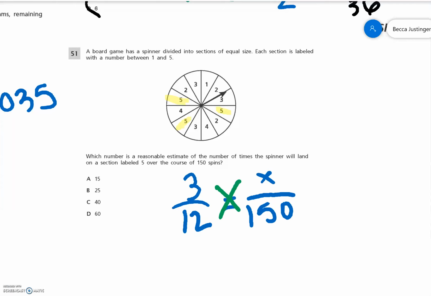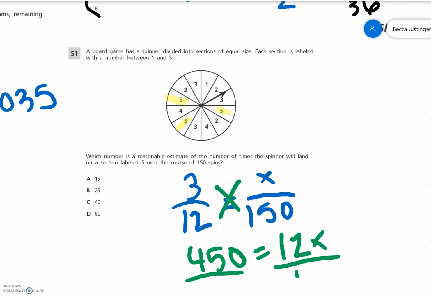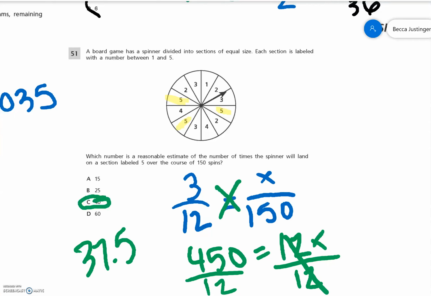So we're going to cross multiply. 3 times 150 is 450. 12 times x is 12x. Divide both sides by 12. So 450 divided by 12 gives me 37.5. So I'm going to say it is about 40 times.